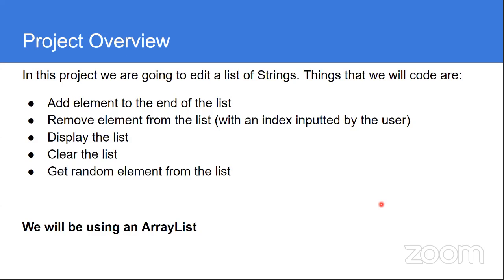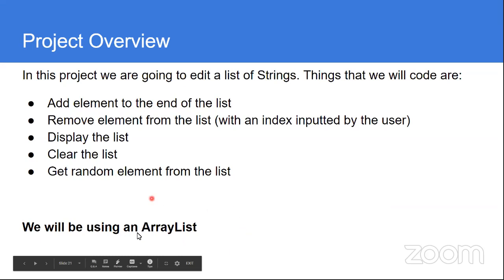So, project overview. In this project, we are going to edit a list of strings. Things that we will code are adding an element to the end of a list, removing an element from the list with an index inputted by the user, displaying the list, clearing the list, and getting a random element from the list. The data structure we will be using for the list will be an ArrayList, a data structure that is used in the Java library.